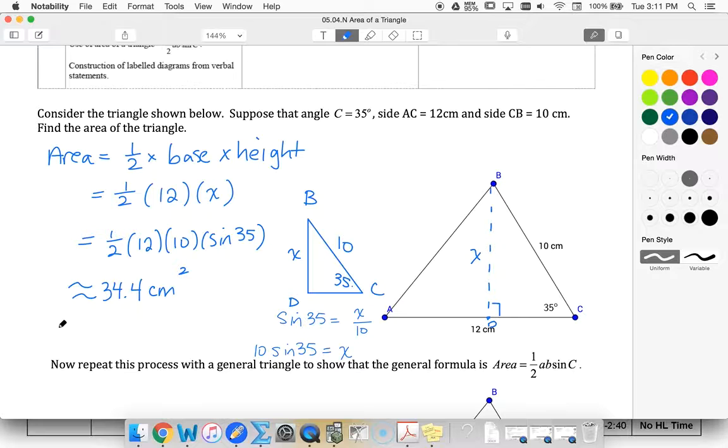Okay, so that's a specific example. In the next example, we're going to look at the general formula.